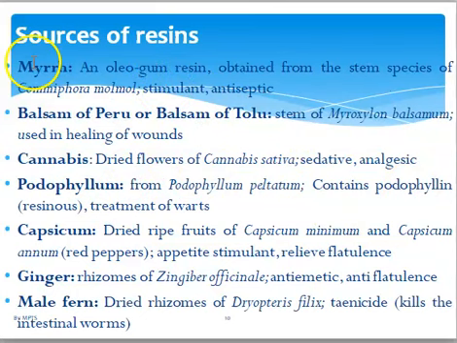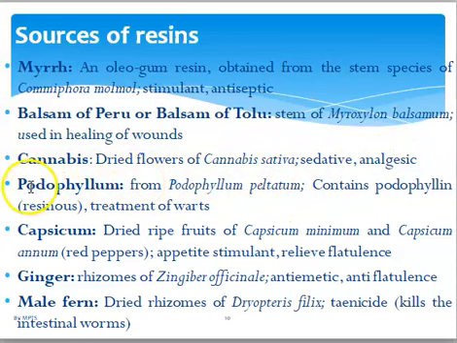Now, the plant sources. We have myrrh and oregano resin, which, of course, we know as a stimulant, from Commiphora molmol. Balsam of Peru, Balsam of Tolu, this one, of course, is common. It's used in healing of wounds, from Myroxylon balsamum. Cannabis, of course, is a drug of abuse, and comes from Cannabis sativa.